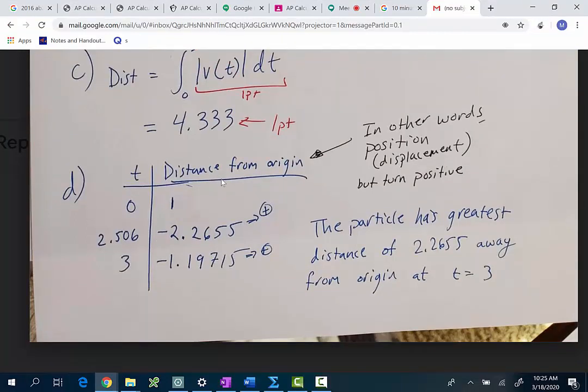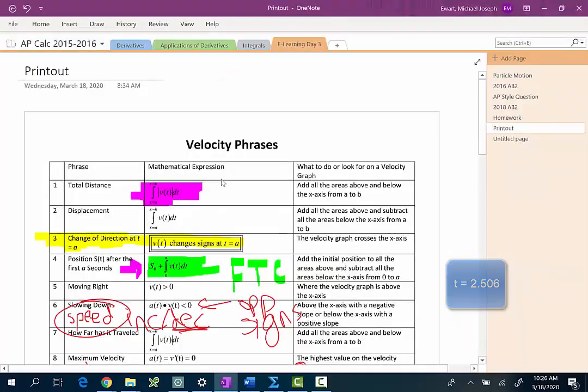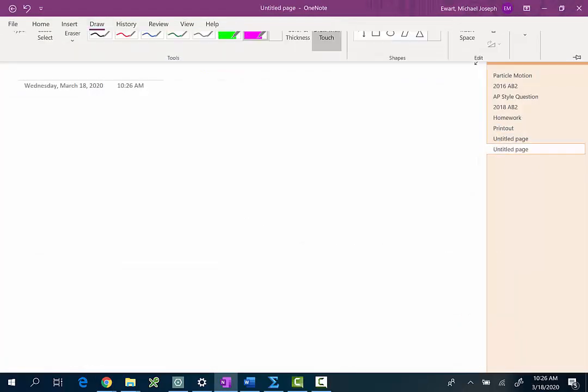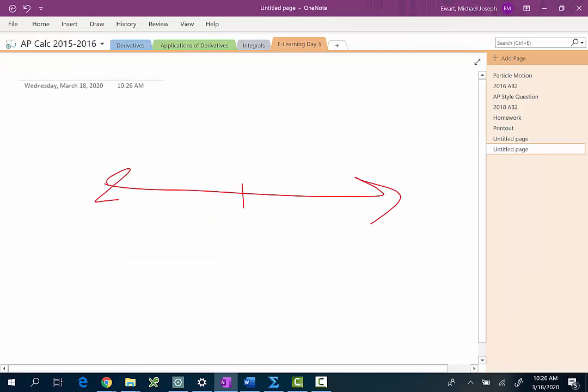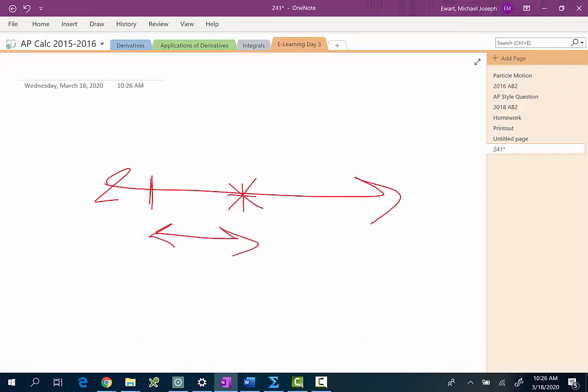Now, part D, I thought they were just being jerks because they use the word distance, but they're saying the distance between the particle and the origin. In other words, that's just displacement. If I'm here at the origin and I want to know the distance of the particle, maybe the particle's here, that's just the position. If the particle's over here, that again is just the position.